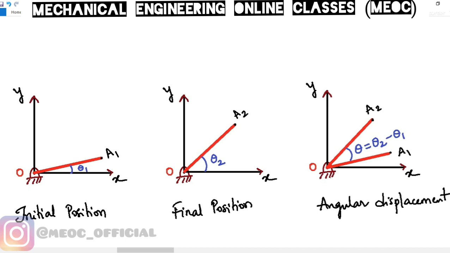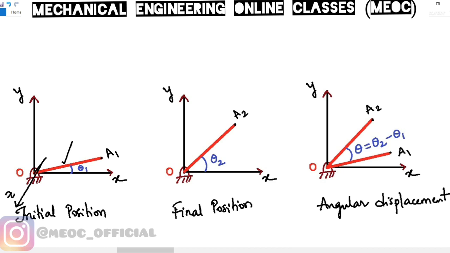Or you can see it here. This red color bar is a bar that is rotating about O. There is a pin joint at O. So the plane of motion is xy. The axis, let this be the z axis.